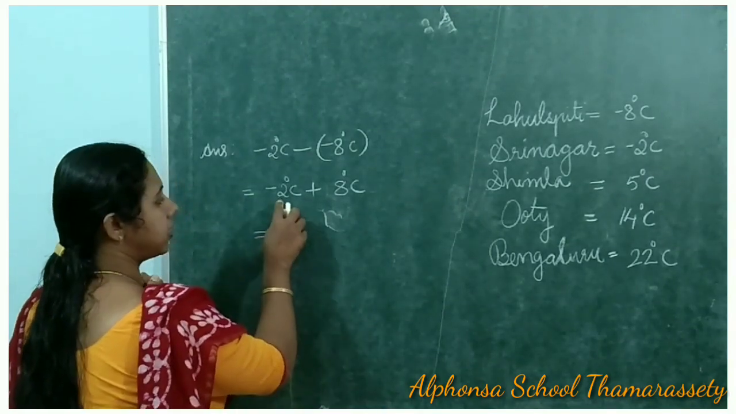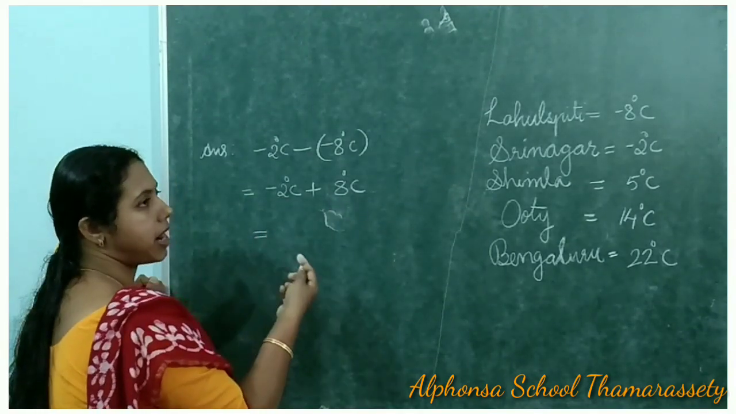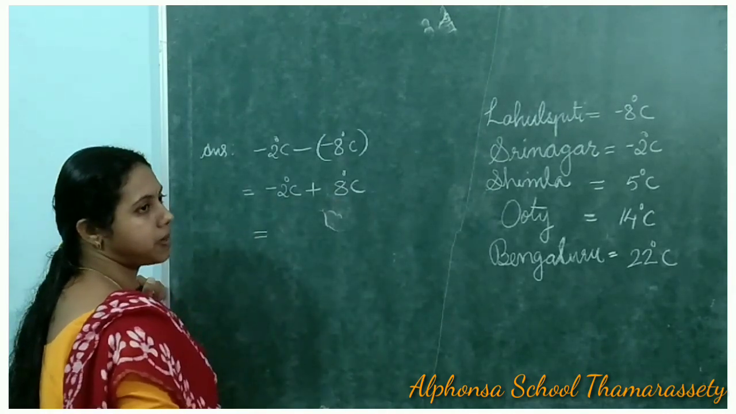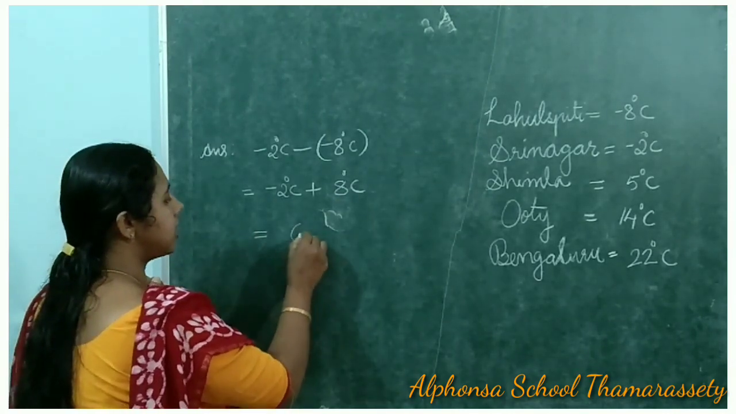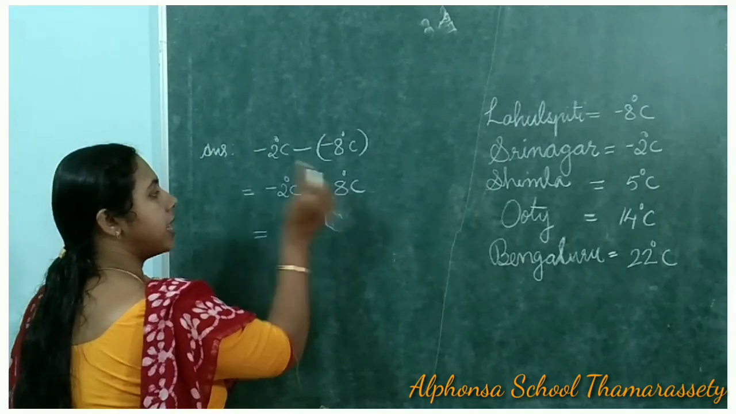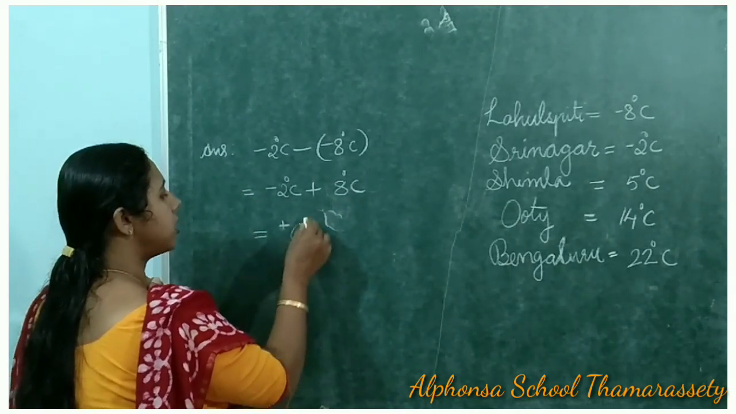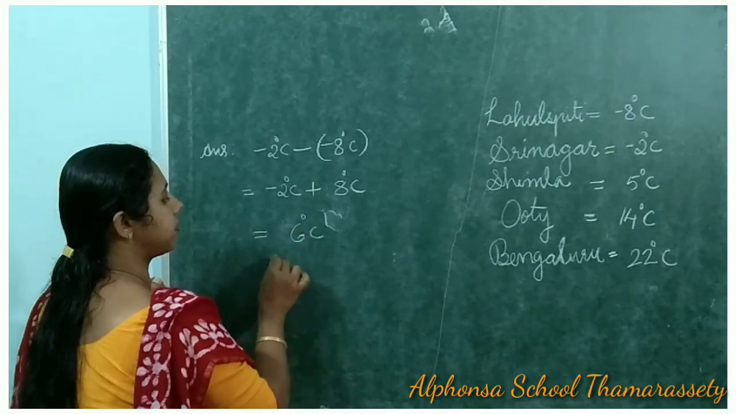That is equal to, both have different signs. So you have to subtract smaller from bigger and put the bigger number's sign. So 8 minus 2 is 6, and the bigger number's sign is positive. So positive 6 degrees Celsius.